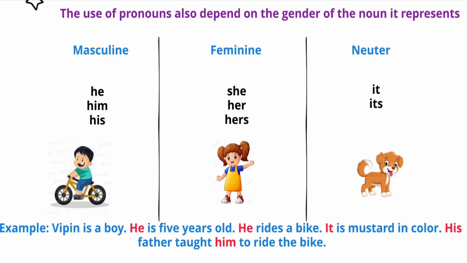Let's see the example. Vipin is a boy. He is 5 years old. He rides a bike. It is mustard in color. Why did we use it here? Because you're describing the color of the bike, and that is a thing, right? Bike is a thing. His father taught him to ride the bike.